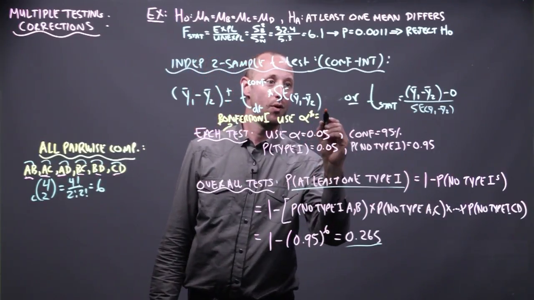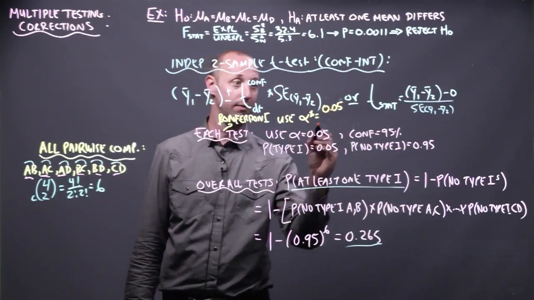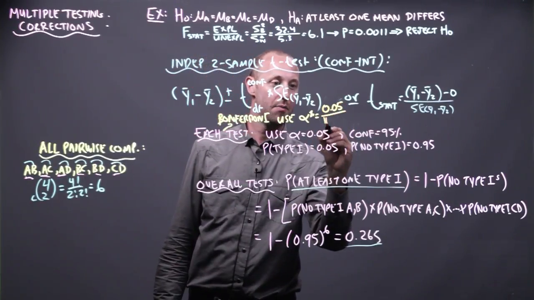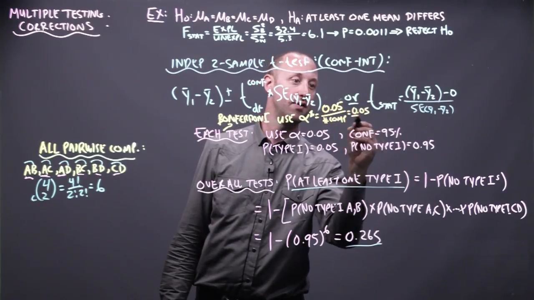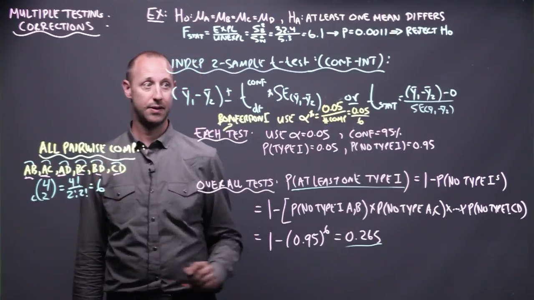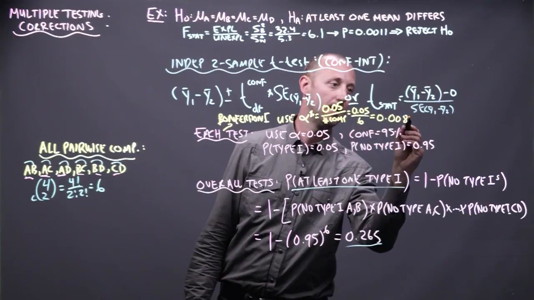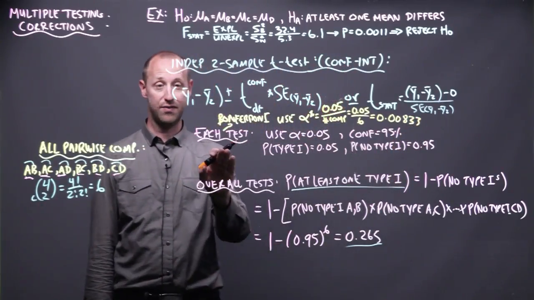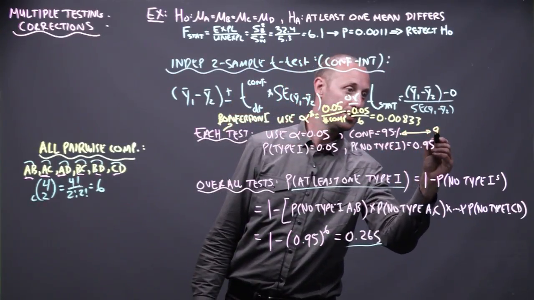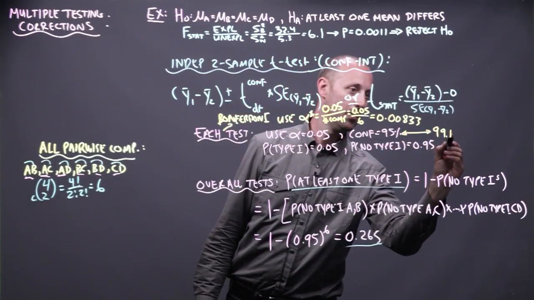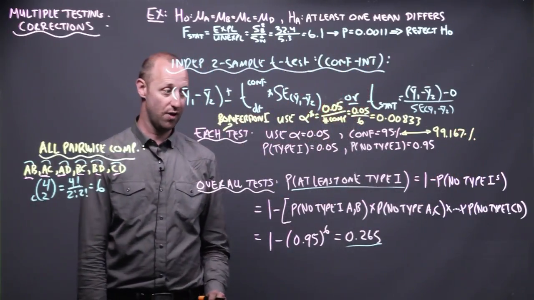Okay, and here we want to use the overall type 1 error rate that we want divided by the number of comparisons. Okay, here we have 0.05, and we're going to do 6 different comparisons. So we use an adjusted alpha of 0.00833 for each of the individual tests, or when looking at confidence, right, use 99.167% confidence for each of the individual confidence intervals.